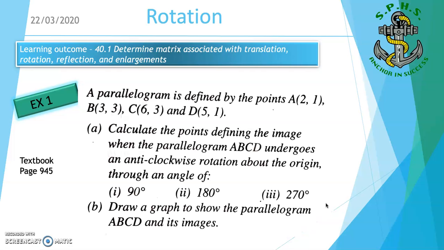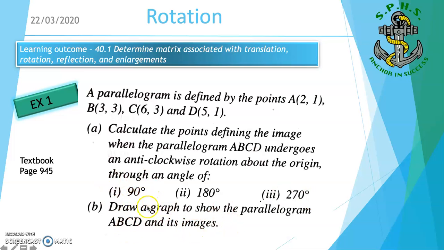Example 1. A parallelogram is defined by the points A (2, 1), B (3, 3), C (6, 3), and D (5, 1). Calculate the points defining the image when the parallelogram ABCD undergoes an anti-clockwise rotation about the origin through the angle of 1, 90 degrees, 2, 180 degrees, 3, 270 degrees. Part B, draw a graph to show the parallelogram ABCD and its images.